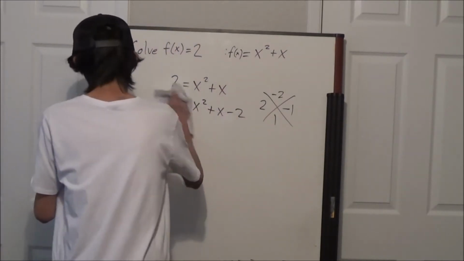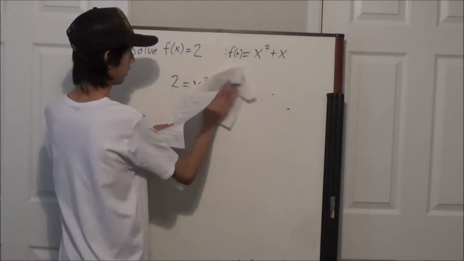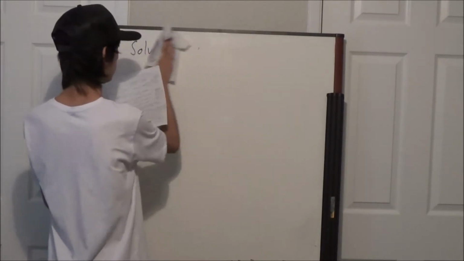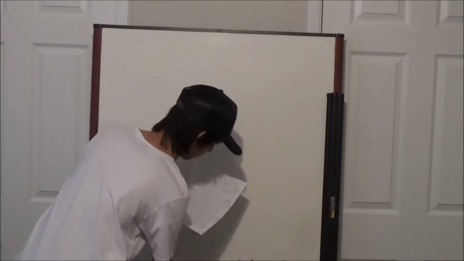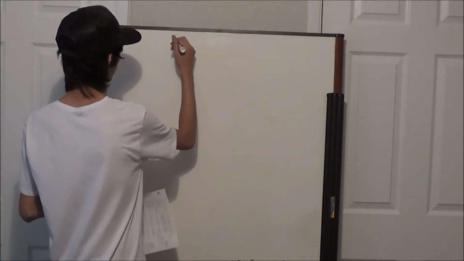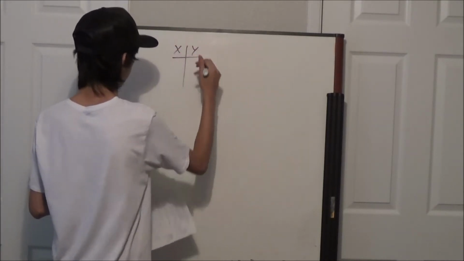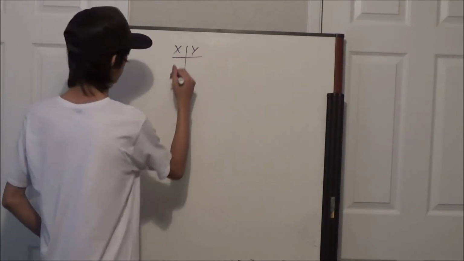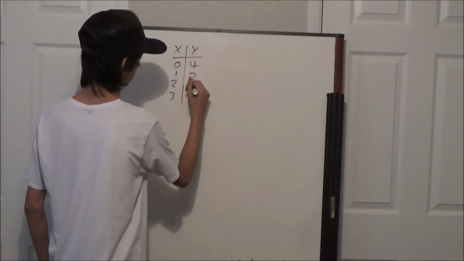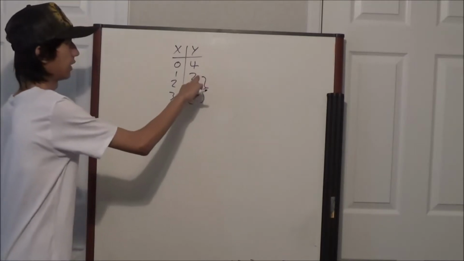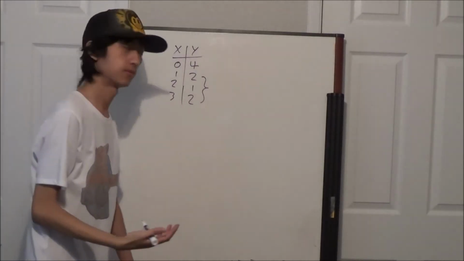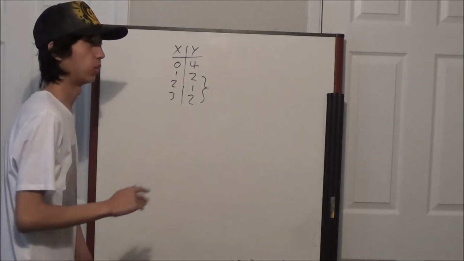While I'm erasing this, I'm going to remind you again, functions can have x values with the same y value, but functions cannot have one x value with multiple y values. So here's what I mean. An x value with the same y value. Let's say if you have two of the same y values, it's still considered a function. Okay? It just won't be a one-to-one function.